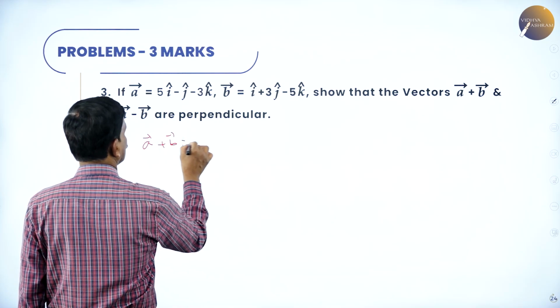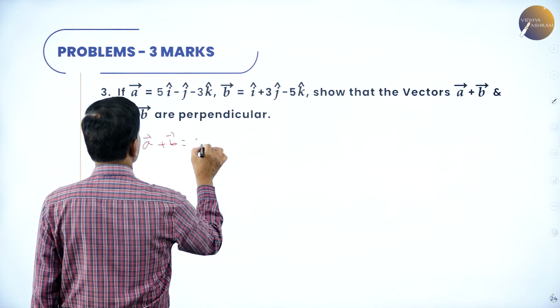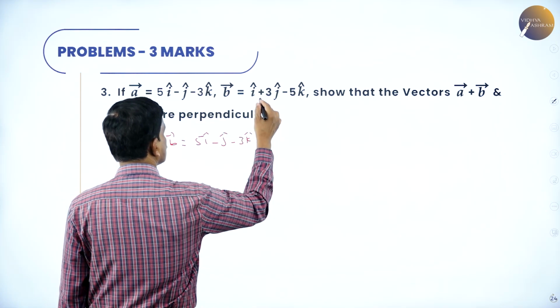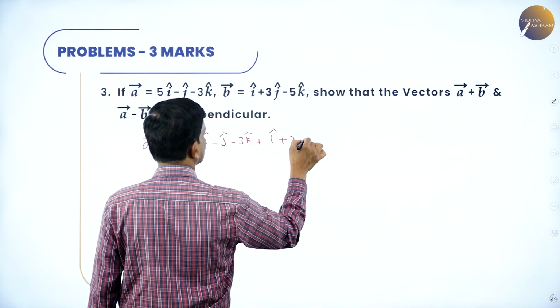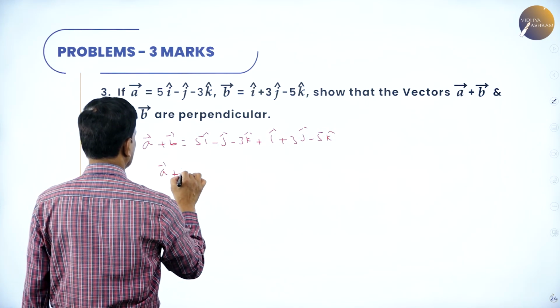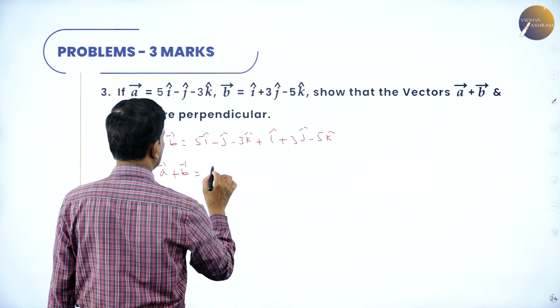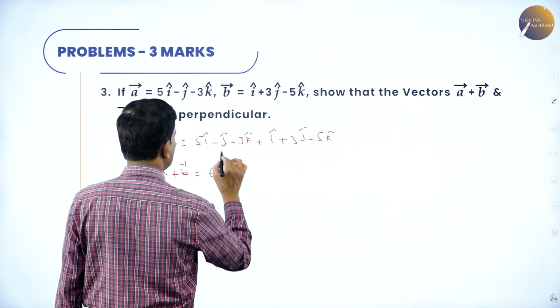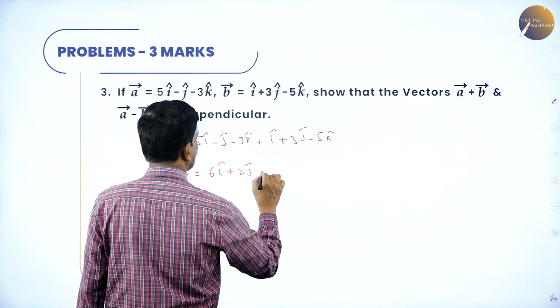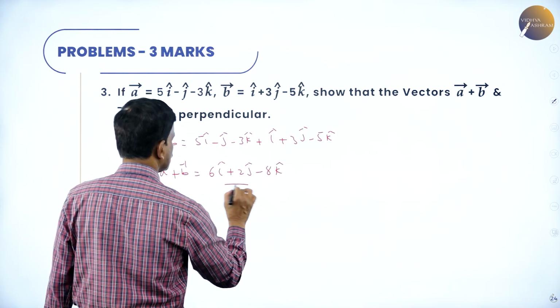A plus B is equal to, add these two vectors, 5i minus j minus 3k plus i plus 3j minus 5k. So if you add, what you will get? Vector A plus B is equal to 5i plus i is 6i, plus 3 minus 1 is plus 2j, minus 5 minus 3 is minus 8k. This is A plus B.